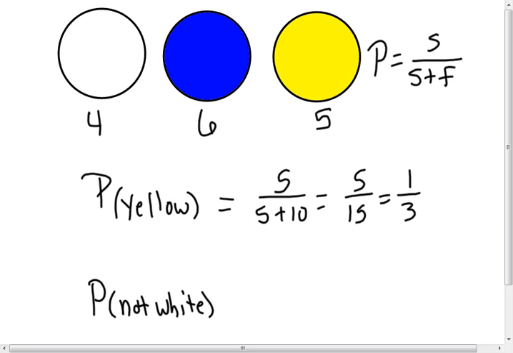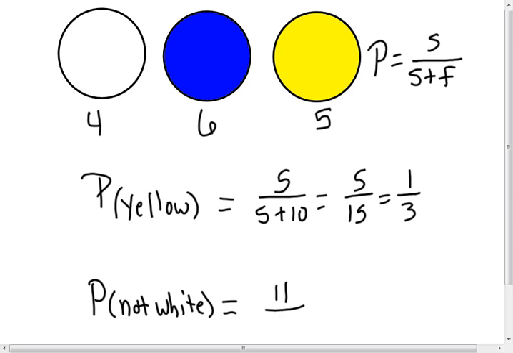Now, looking at the not white, that's when you're thinking about in terms of failure. And the same thing applies. It's the total number of failures over the total number. And so when we're doing the second one for the probability of pulling out a not white ball, we have to determine what would the number of failures be. That would be the not white. So that would be the yellow and the blue. So that's 6 plus 5. So we have an 11 of not white.